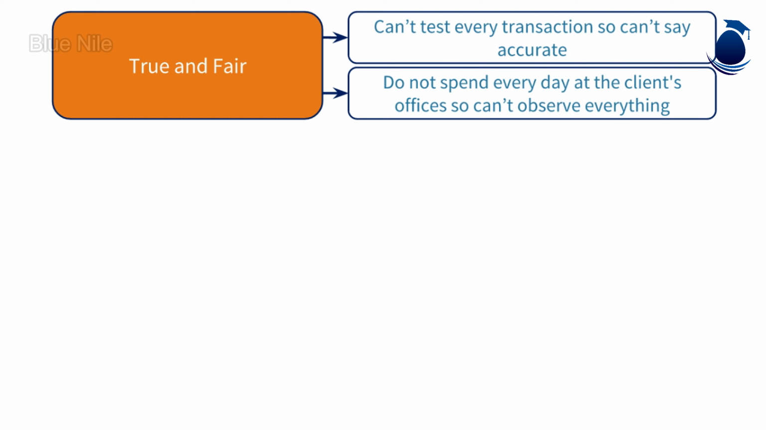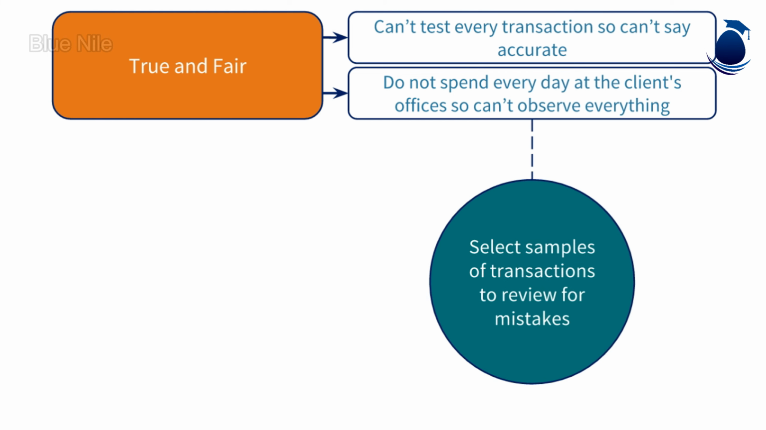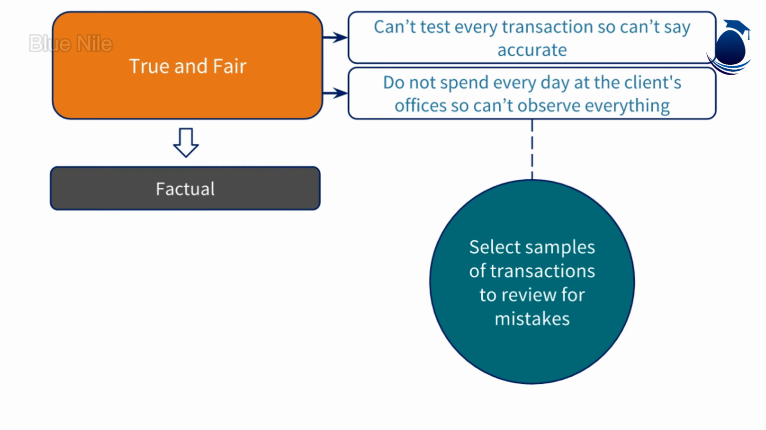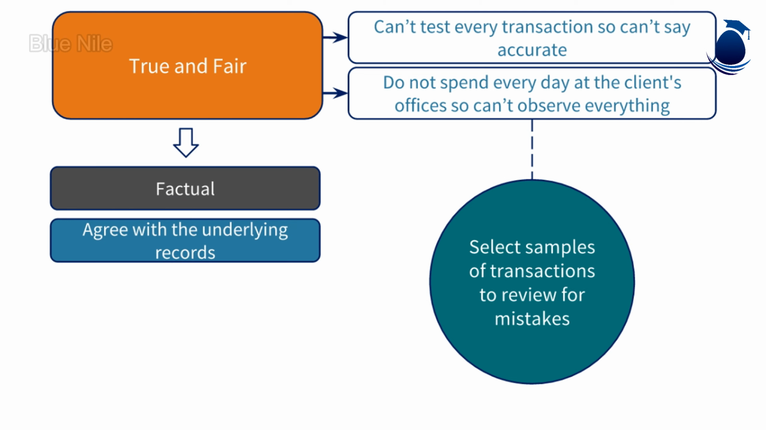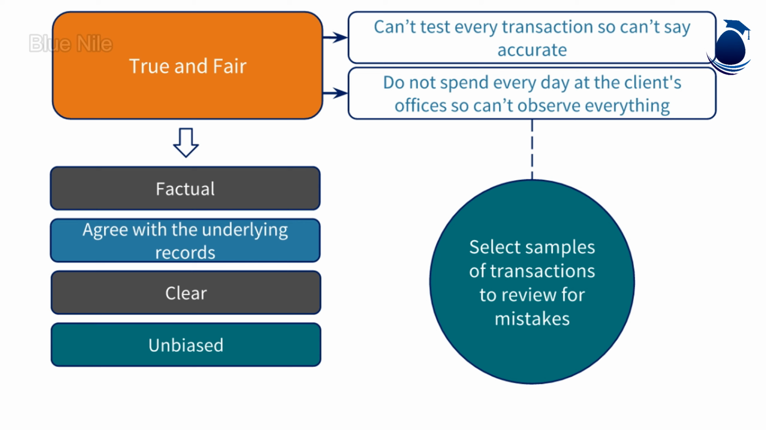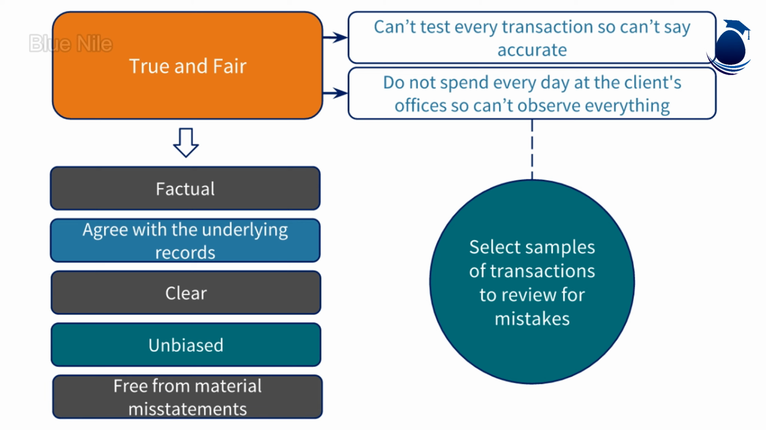We say that the auditor reviews the financial statements on a sample basis, as they select samples of transactions to review, rather than test them all. Therefore, when an auditor states that the financial statements are true and fair, they are saying that they are factual, they agree with the underlying records, clear, unbiased, and generally free from material misstatements.